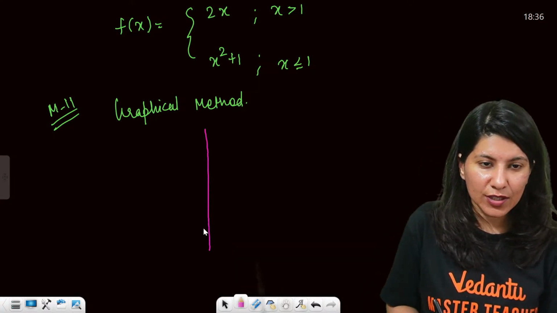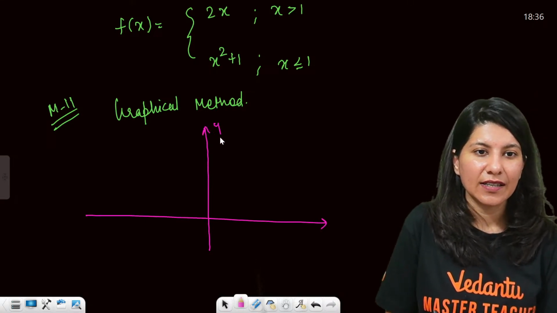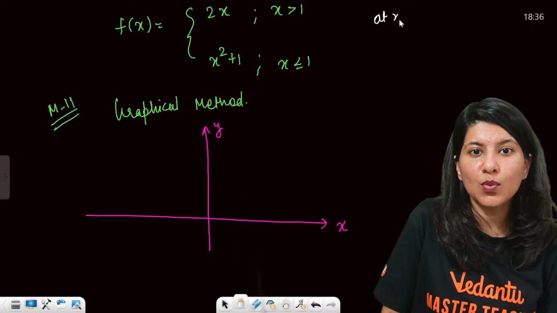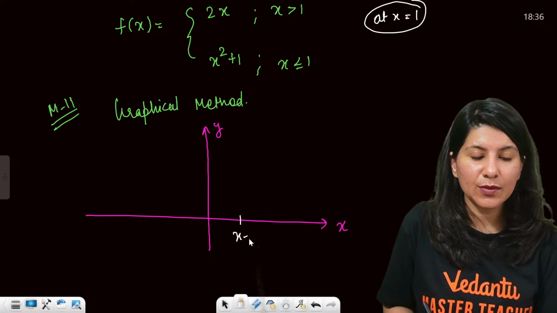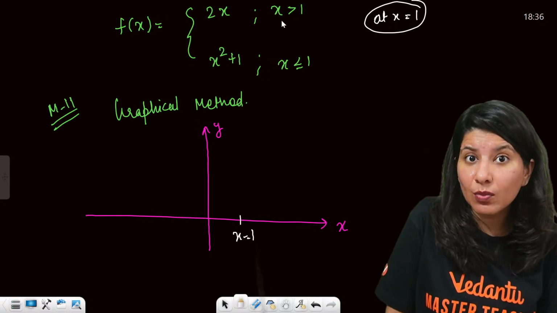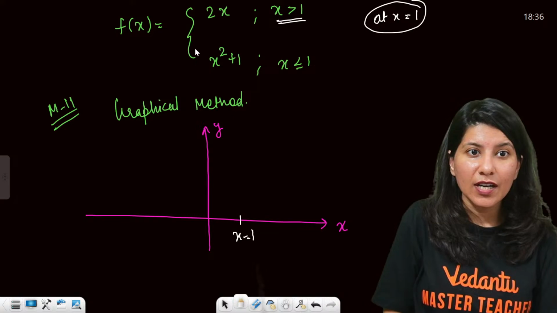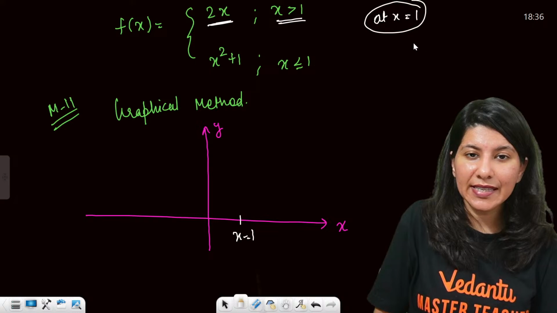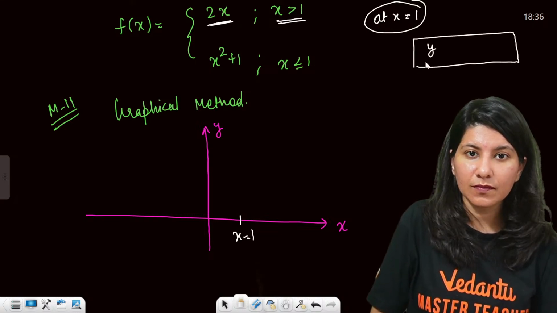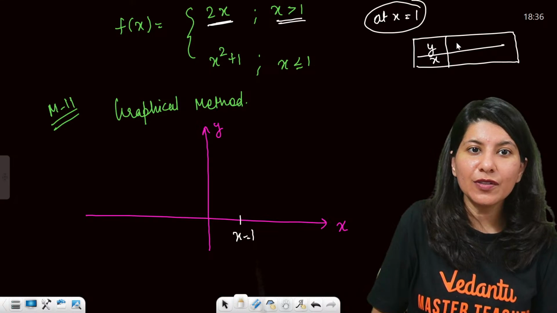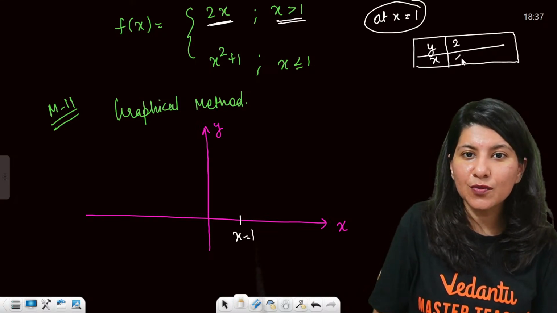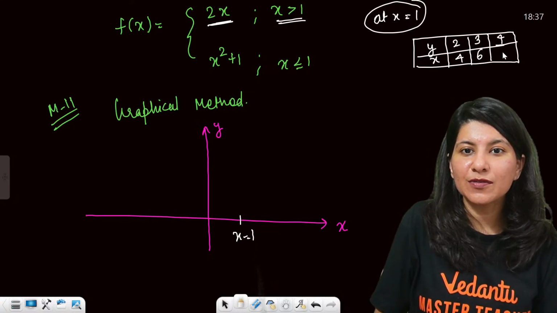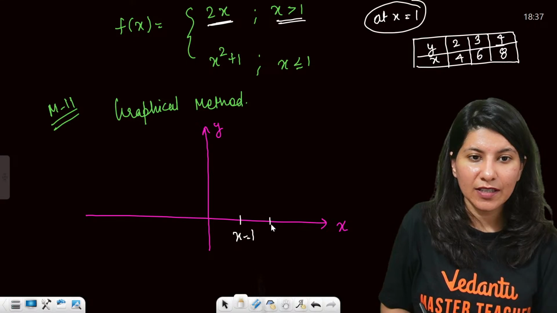It says that you just plot the y-axis and x-axis. And where are you looking? At x equals to 1, right? So this is your x equals to 1. Now what is happening when x is greater than 1? You have to draw 2x, right? So basically you put y equals to 2, you get x equals to 4. You put y equals to 3, you get 6. You put y equals to 4, you get 8. 4, 6, 8, correct?